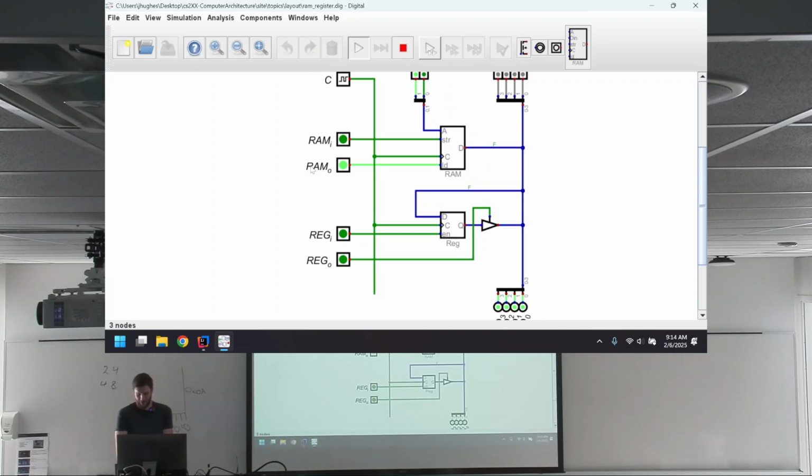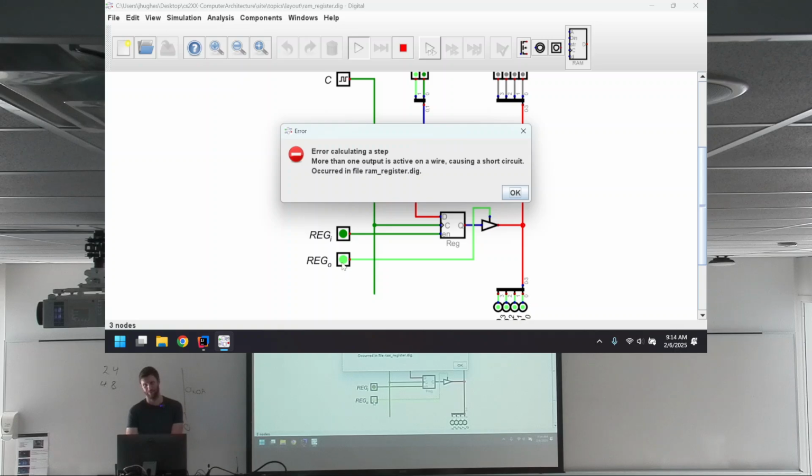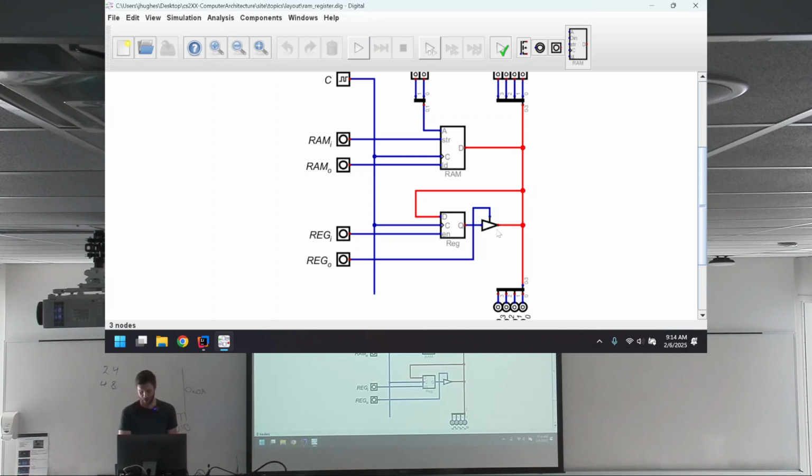Now, what would happen if, so this is outputting data. If I click this, we're going to have a problem. Okay? Boom. Why? More than one output is active on a wire, causing a short circuit. That's what would happen. That's the importance of that Z state, why we need to control when this is actually outputting. But that's what would happen if we tried to do it, right?